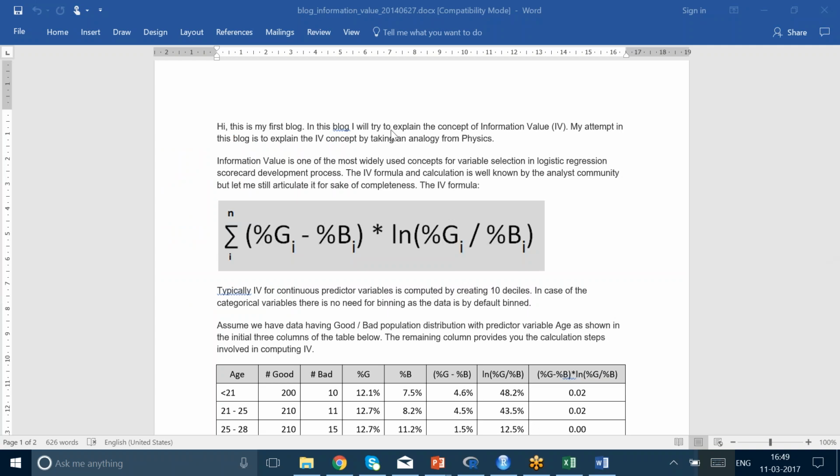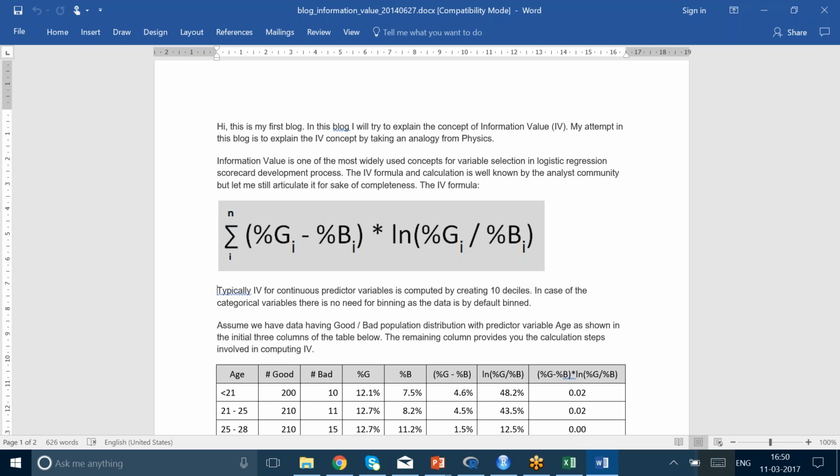This was one of my first blogs. Information value is one of the most widely used techniques in industry to find which variable is relatively more important, or which variable has relatively higher predictive power than other.